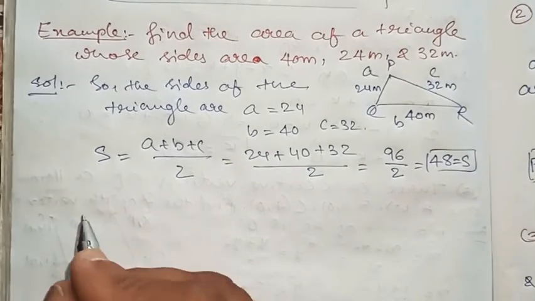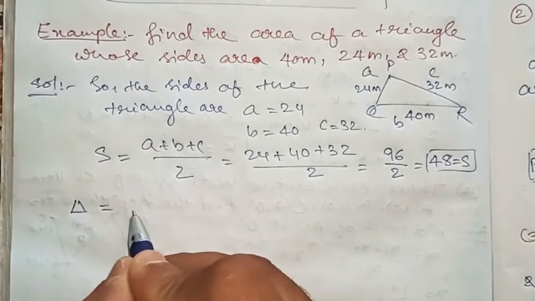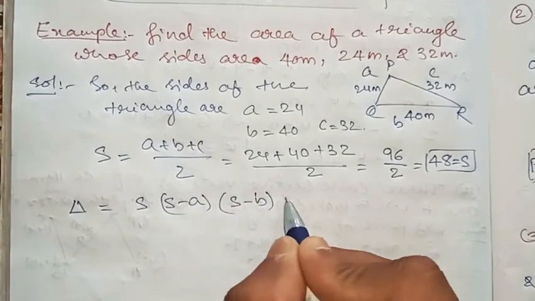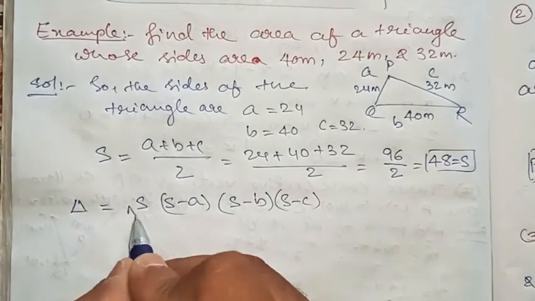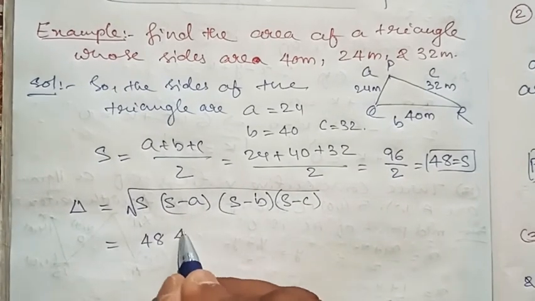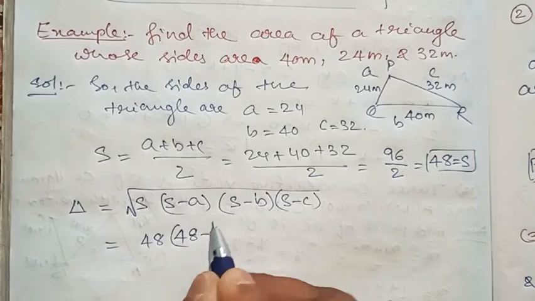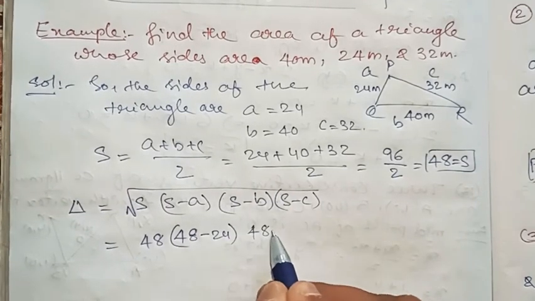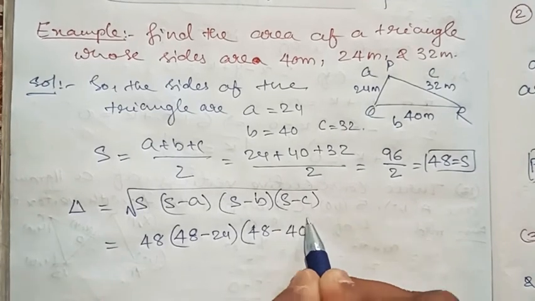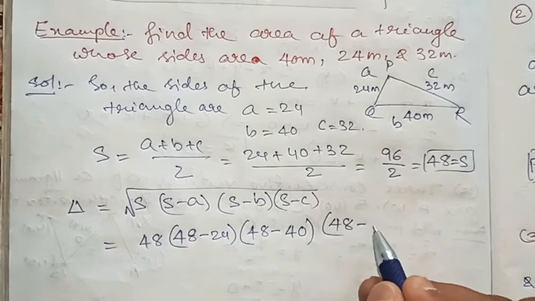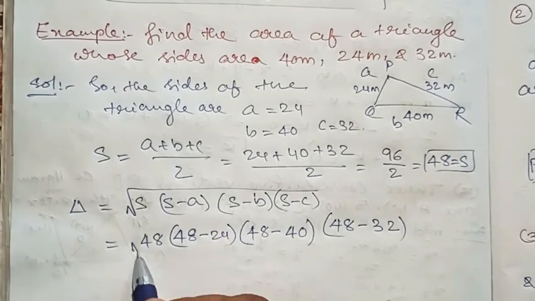Now we will use the formula. Area equals the square root of s(s minus a)(s minus b)(s minus c). What is s? s is 48. 48 minus a, how much? a is 24. 48 minus b, how much? b is 40. 48 minus c, how much? c is 32, square root.